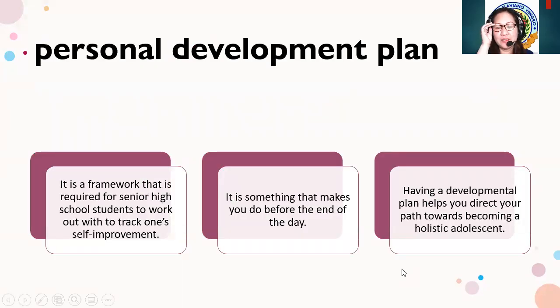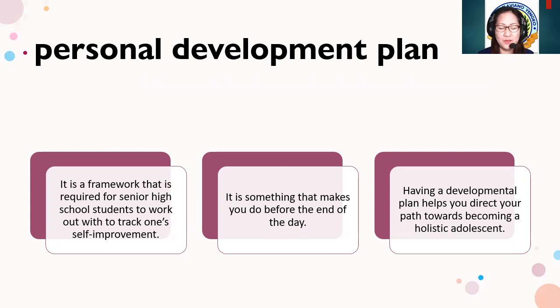As I said, this is just a continuation of our discussion last week when it comes to brain function. This time, let's have a personal development plan. What do we mean by this? A personal development plan is a framework that is required for senior high school students to work with to track one's self-improvement. This will be one of the requirements as senior high school students, so you need to come up with a personal development plan.